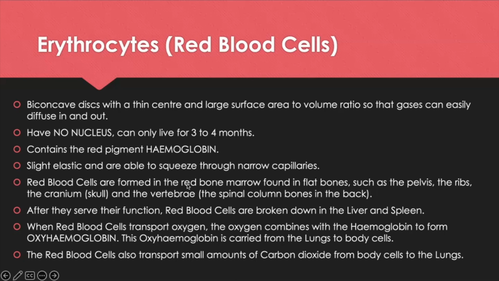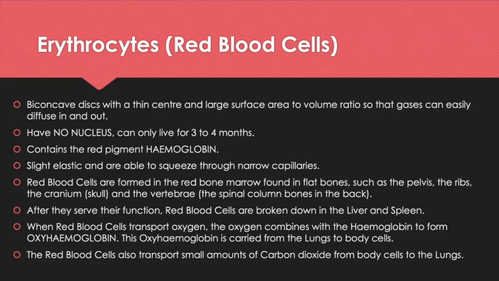Red blood cells are formed in red bone marrow, found in flat bones such as the pelvis, that's the bone in your waist, right? Your waistline bone there. The ribs, the cranium or the skull, and the vertebrae, which are the spinal column bones in the back. After they serve their function, red blood cells are broken down in the liver and spleen. Remember, we said that red blood cells live about 3 to 4 months. So when they die, they are broken down by your liver and your spleen. Your spleen is on the left side of your body, right next to your pancreas there, right?